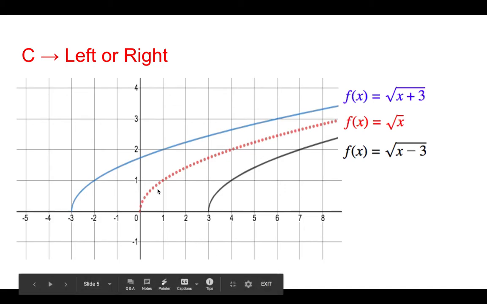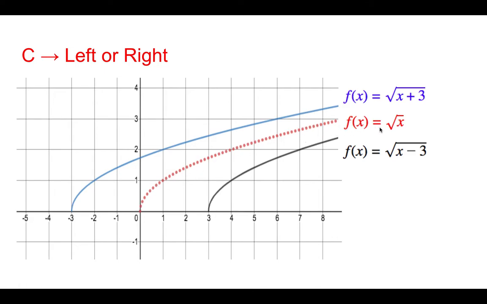So if you notice here, our red dotted line, this is our parent function, okay? So our red here, this is our parent. And then we have this blue function over here, and then we have a black function over here. So this is 3 separate graphs for 3 separate equations. So you have the blue, the red, and the black. Okay, the red is like the original, right? That's our parent.